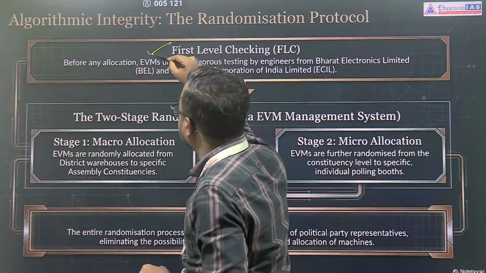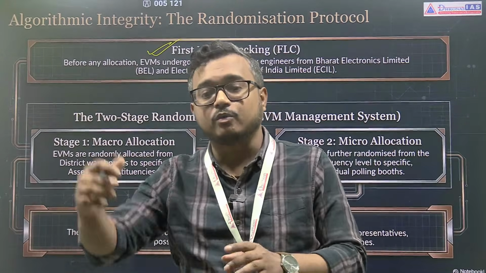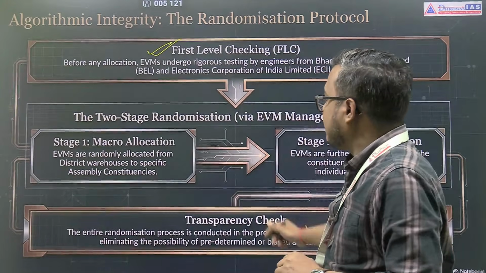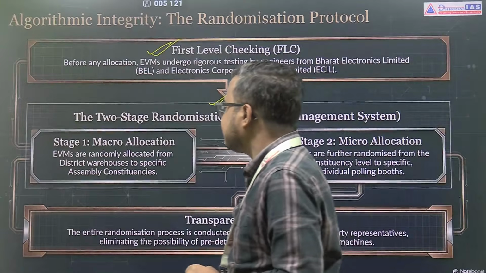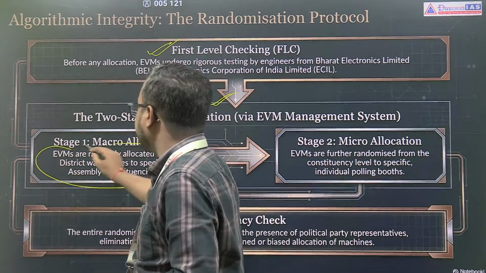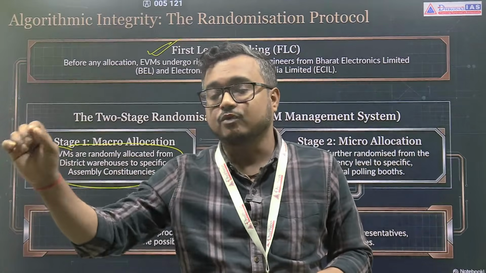Now, what about the integrity of your vote? Obviously, the EVM will undergo rigorous testing, so that when you press a button it will not go to any other party. That's one. It has randomization also. Randomization means that these are randomly allocated from the district. It is not as if some numbers will be fixed and you have to go to that number only.